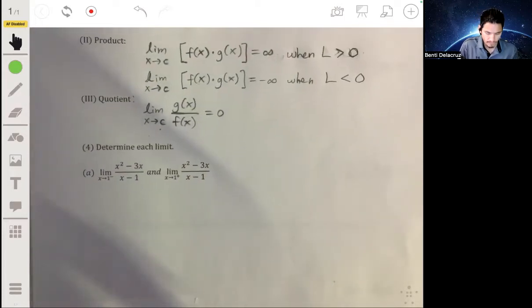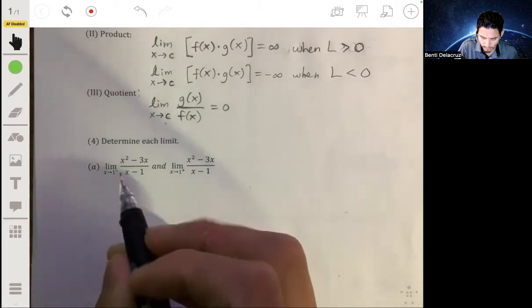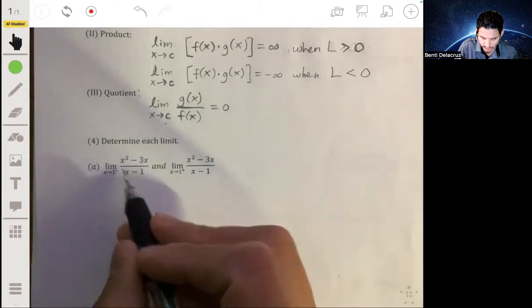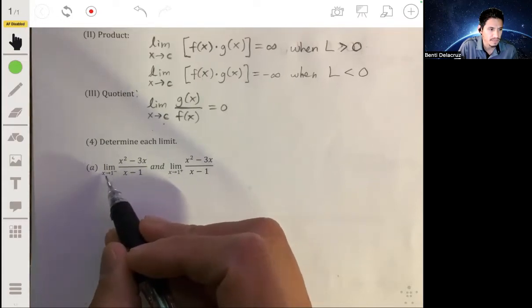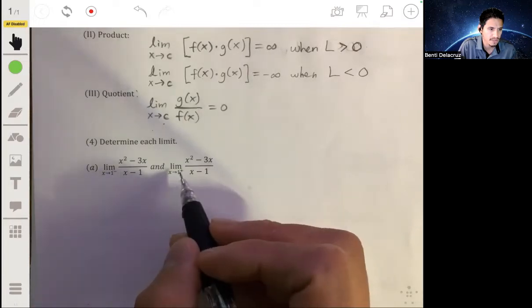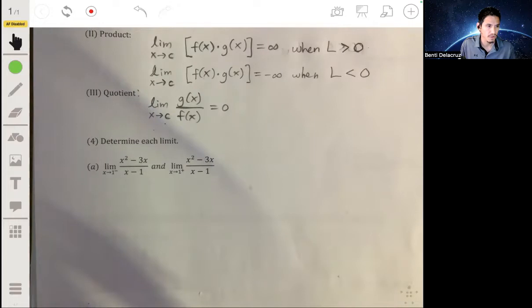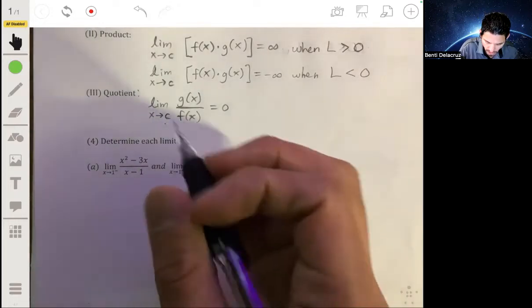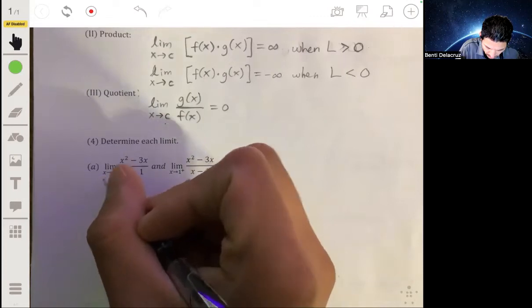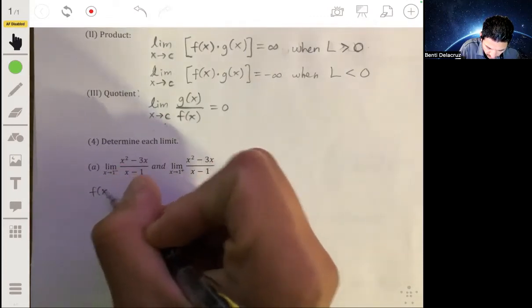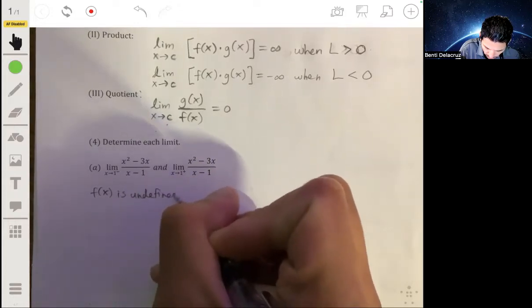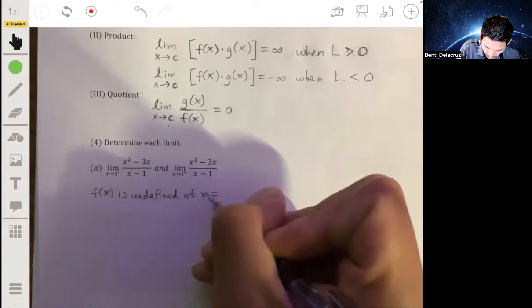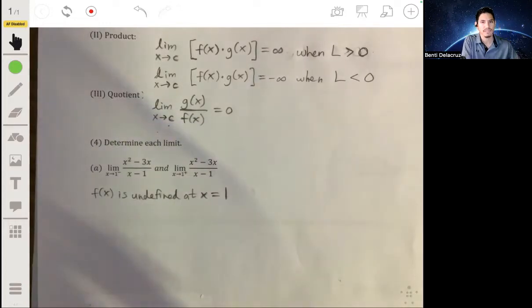Let's figure out the limits for these two expressions, where they're the same function, but we're looking at one side of the limit as x approaches 1 from the negative side here, and as x approaches 1 from the positive side over here. Let's call this f of x. We know it's undefined at x equals 1. That means there's going to be a vertical asymptote there, because we can't cancel anything out.